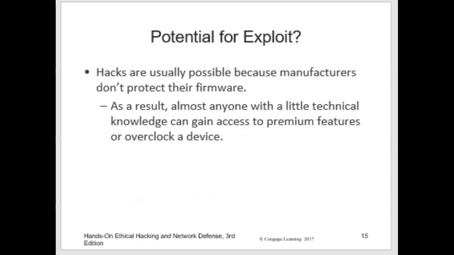So the potential for exploit. We ask ourselves, what are the consequences of embedded systems exploits? The most common examples of exploits are hacks of consumer electronics, such as GPS devices, video cards, Wi-Fi routers, and gaming devices. I even saw once on the news somebody hacked a camera in a child's room, right, that didn't have multi-factor authentication. So these hacks are usually possible because manufacturers don't protect the firmware. As a result, almost anyone with a little technical knowledge can gain access to these premium features, right?